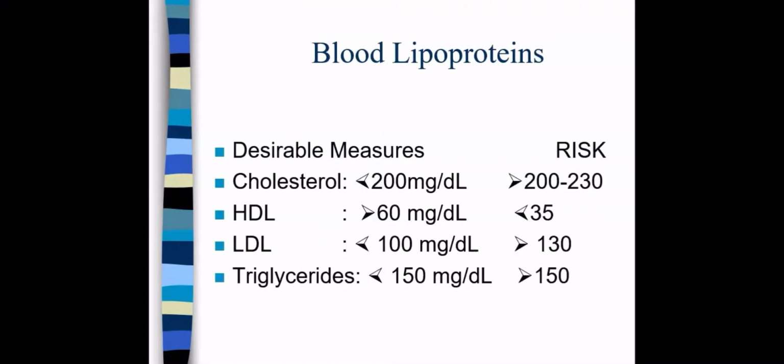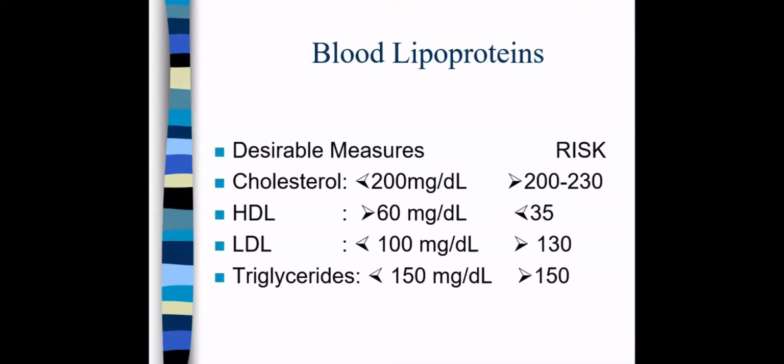This slide looks at blood lipoproteins, and the purpose is for you to look at what the normal value ranges are. For cholesterol, we want it to be less than 200 milligrams per deciliter, and they're at risk if it's higher than 200. So 200 to 230 is considered a high cholesterol, possibly developing into hyperlipidemia.